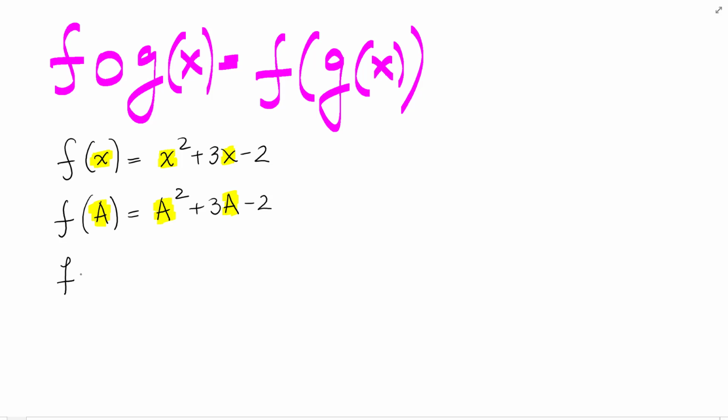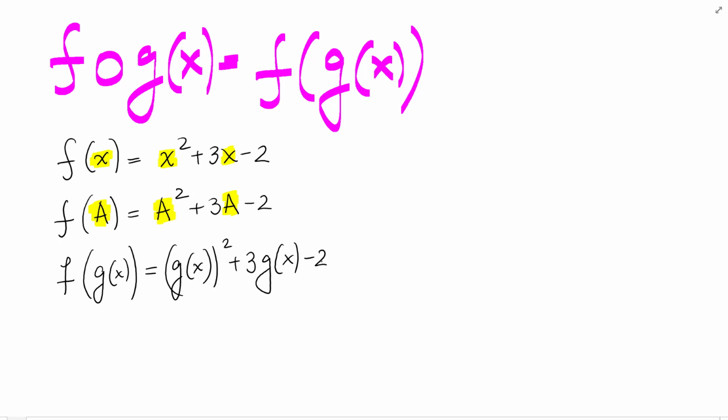Now if I ask for f of g of x, what's going to happen, trying to get to the definition: in f of x, instead of x, we're going to put g of x. So it's going to be g of x squared plus 3 times g of x minus 2. As you can see, the 3 and the 2 and their signs stayed exactly the same. So let's do a few examples with composition of functions.